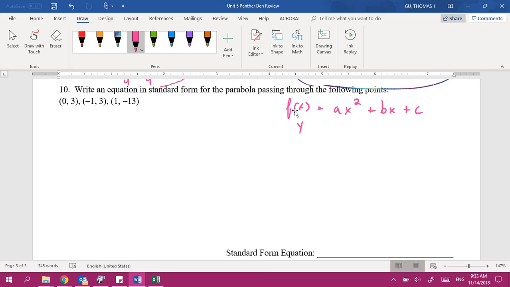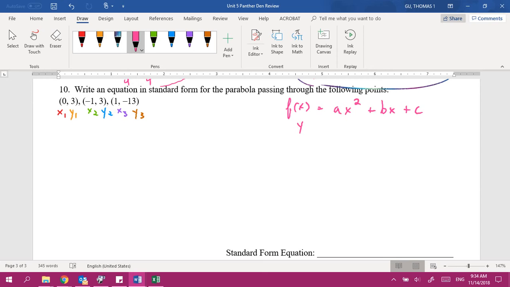Okay, so notice they gave us 3 points, right? So we're going to plug in each of these points into that equation, and that's going to give me 3 equations. So what I like to do is just label them each just to keep them together, like x1, y1, x2, y2. This just lets me know to keep it together. And then x3, y3.